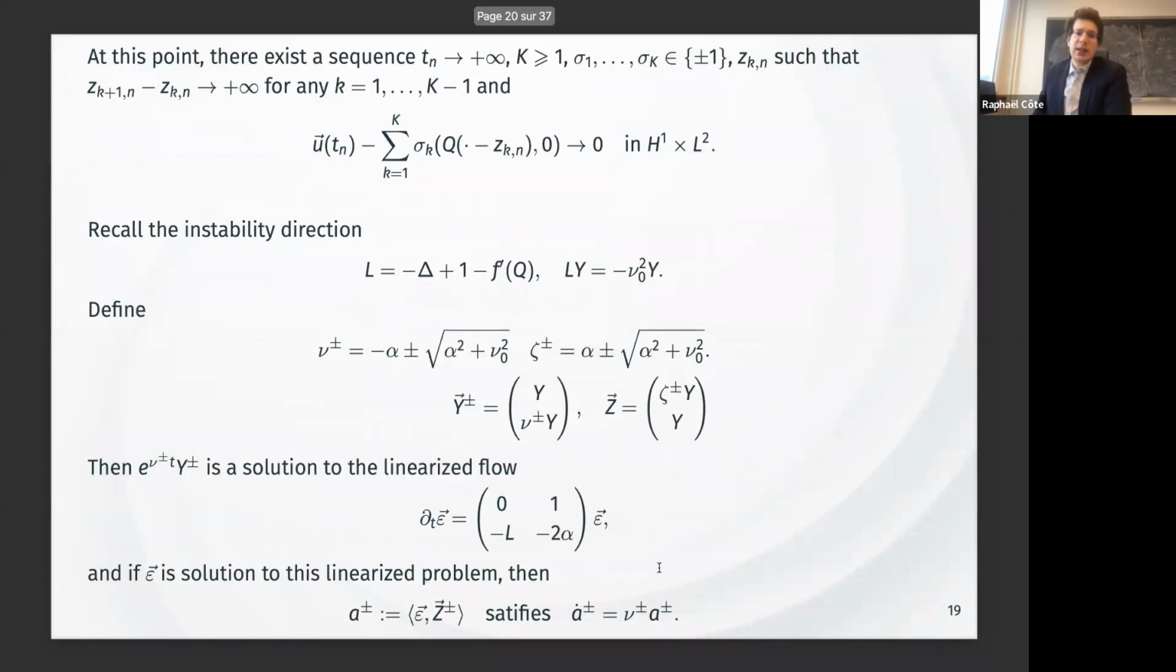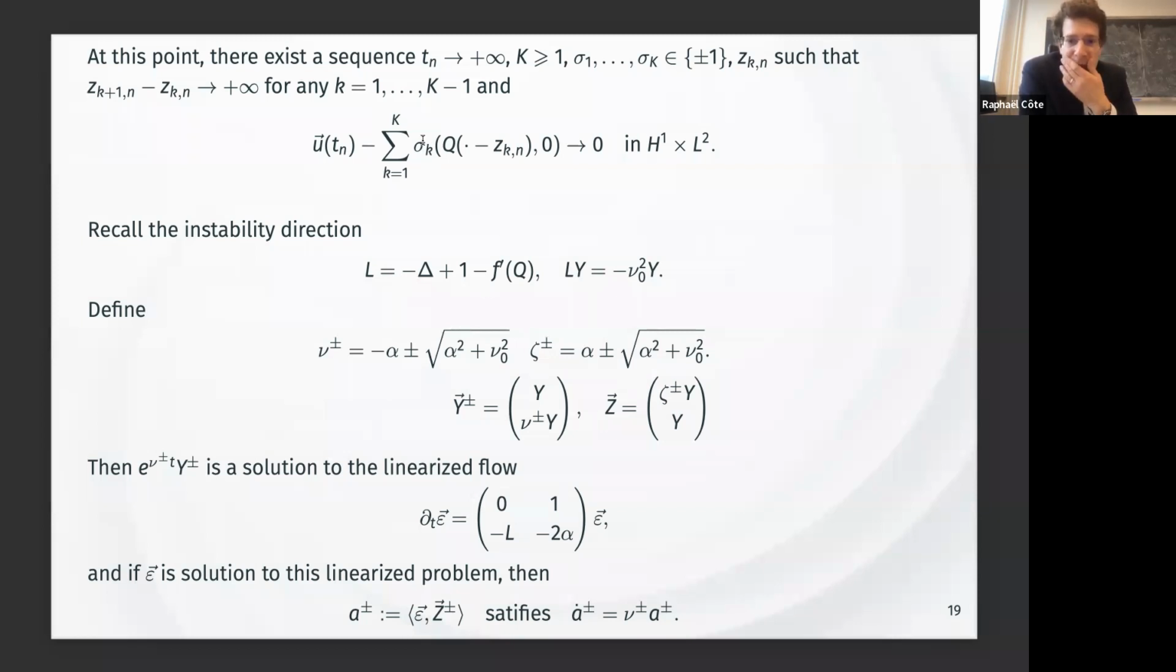Okay, so where do we stand at this point? We know that for some sequence, u of tn tends to this sum of solitons, where the signs here are plus or minus 1. So you're in dimension 1, so you know that all the bound states are only excited states, which is very nice. But you don't know anything about the signs.